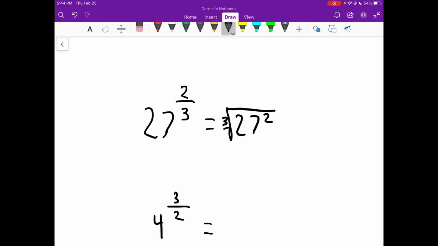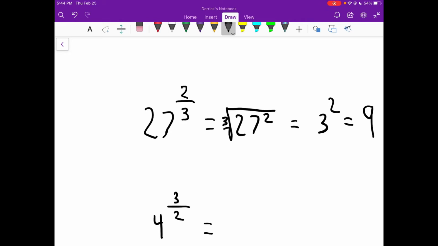So for me, I don't necessarily know what 27 squared is right off the top of my head. So I would probably prefer to do the third root of 27 first, because I know the third root of 27 is 3. Then I still have to square, and so 3 squared gives me 9, my answer.